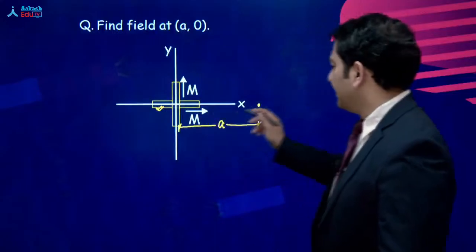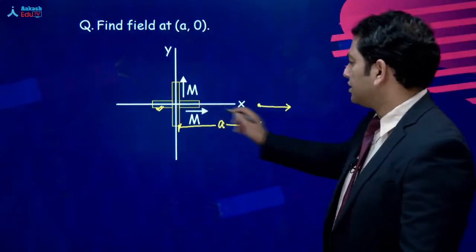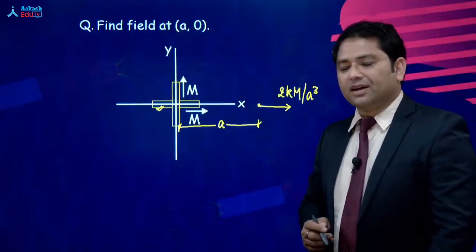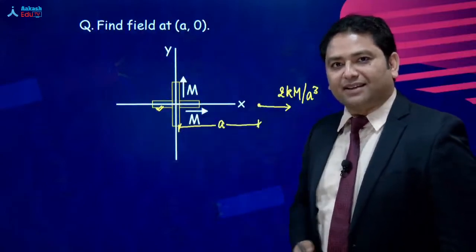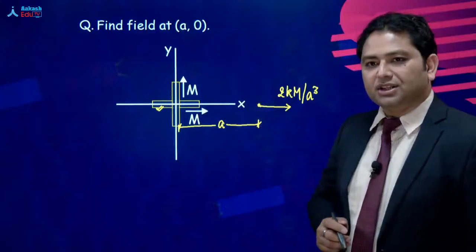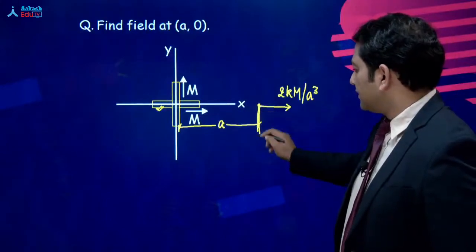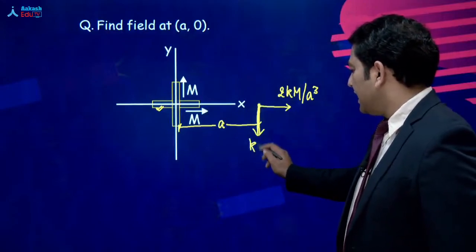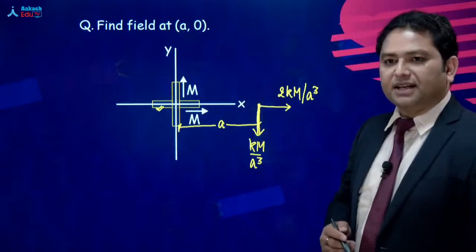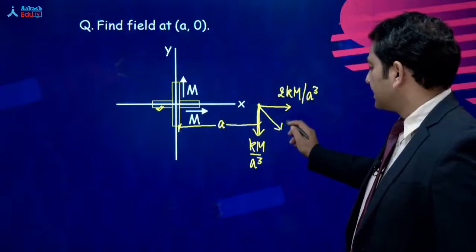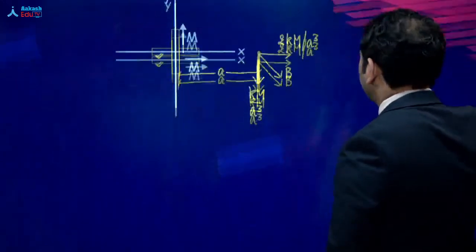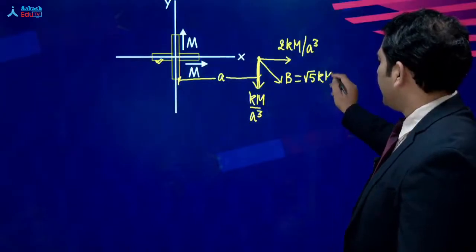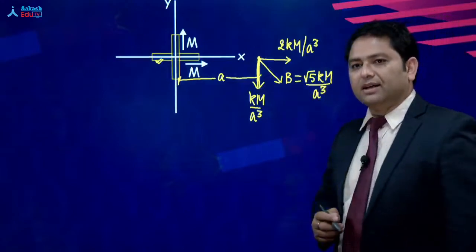For axial, the direction of the field is in the direction of the moment, and the value will be 2 km divided by a cube. That's how it comes. Now let's talk about the field in the y direction due to this magnet. For this, it's an equatorial position, and for equatorial position the direction of the field will be opposite to that of the magnetic moment, okay? And the value will be km divided by a cube. That has been done, and I need to find the resultant. So the resultant will be here. You can straightaway find the square root of this square plus this square, so that's going to come as root 5 km divided by a cube. That will be the magnetic field.